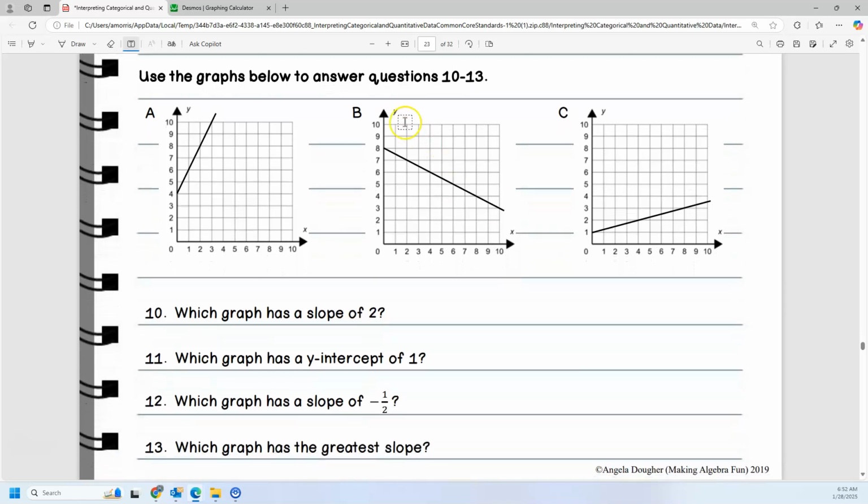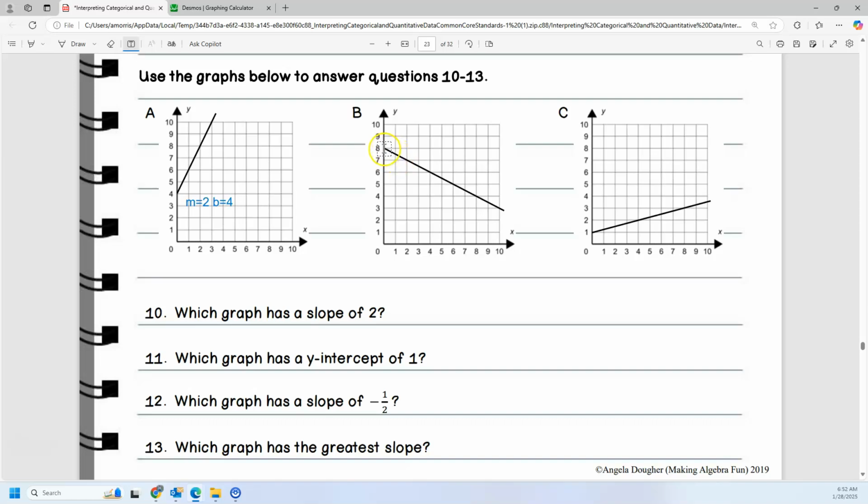Use the graph below to answer questions 10 through 13. So here I can see the y-intercept is 4. And this is a point, this is a point, and this is a point. So this is going up 2 over 1. It's going from 4 to 6, so that's up 2, and from 0 to 1. This is going from 6 to 8, so that's up 2, and from 1 to 2. So I know here that the slope is 2 and the y-intercept is 4.